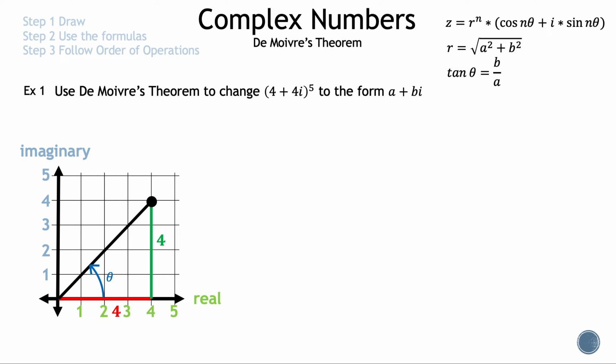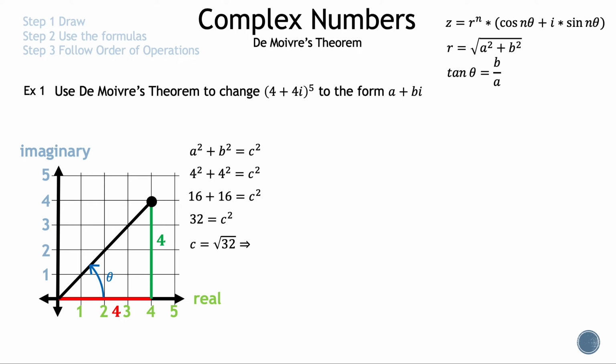Now let's find the modulus, or the black line, using the Pythagorean theorem. a squared plus b squared is equal to c squared. Now let's substitute 4 for a and 4 for b. So now we have 4 squared plus 4 squared is equal to c squared. Let's simplify, and 4 squared is 16, so now we have 16 plus 16 is equal to c squared, and the sum of 16 plus 16 is 32. Now we have 32 is equal to c squared.